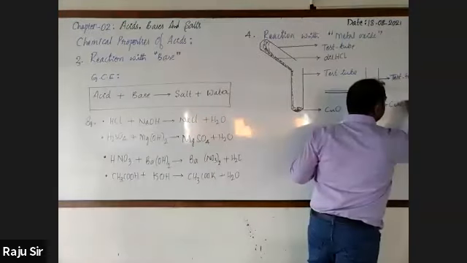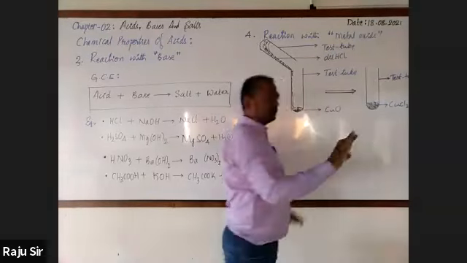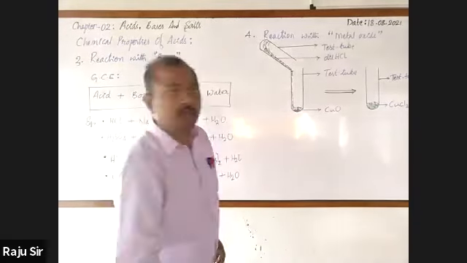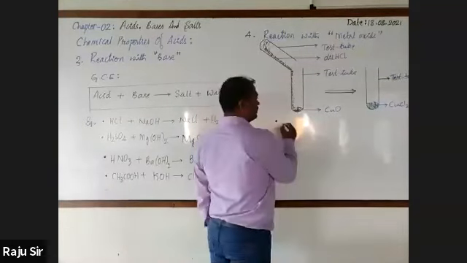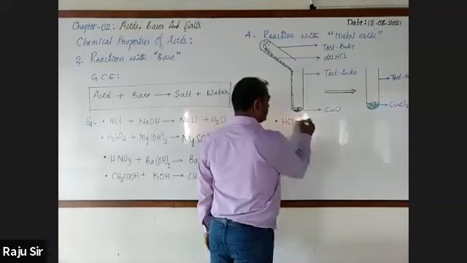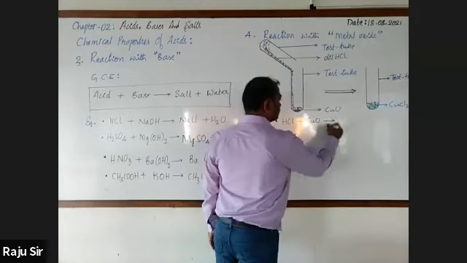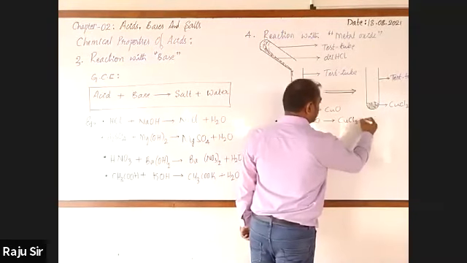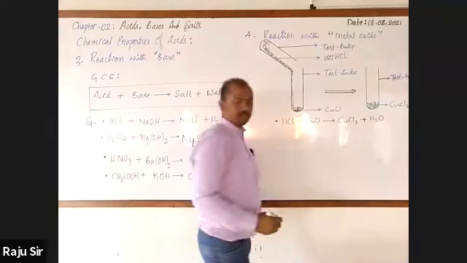Copper chloride, CuCl2. What we have done, it is in aqueous form. Write the chemical equation. Acid HCl plus metal oxide CuO gives rise to salt CuCl2, copper chloride, plus water. You can also write water.